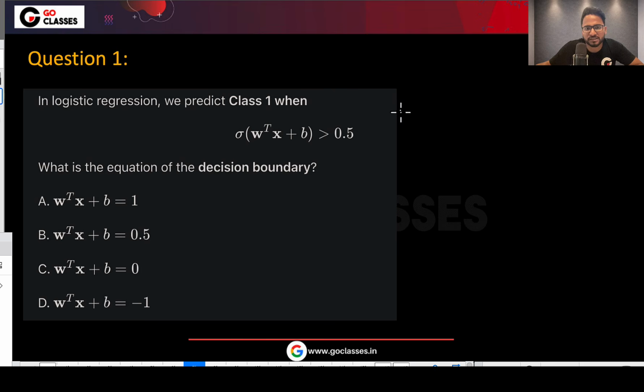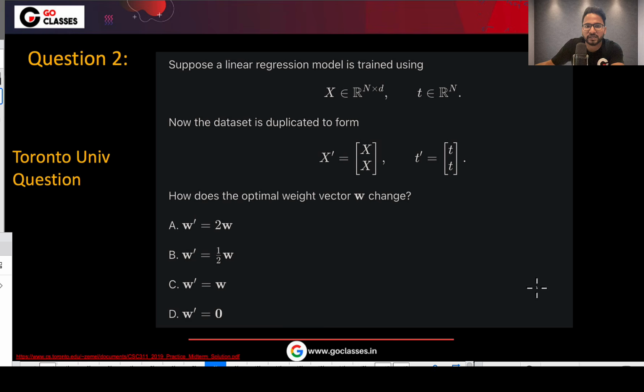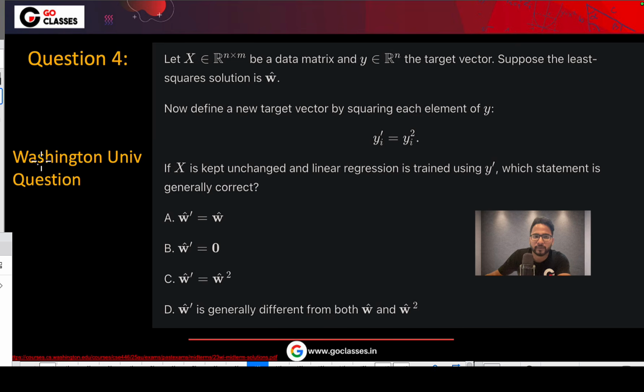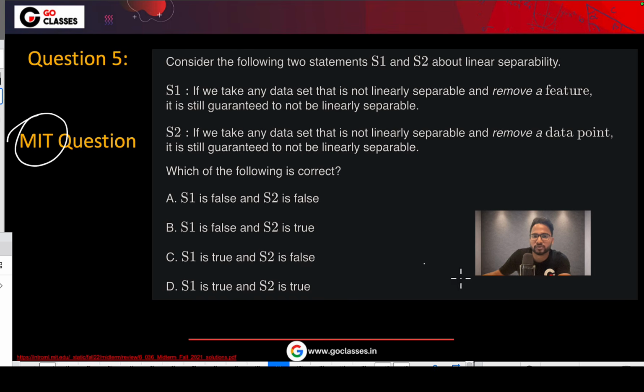This is the first question. You can solve this question and comment your answer. This is the next question. I've taken this question from Toronto. Next question, this is again the third question. I've taken this question from CMU. This is the next question. I've taken this question from Washington University. And this is the next question. I've taken this question from MIT.